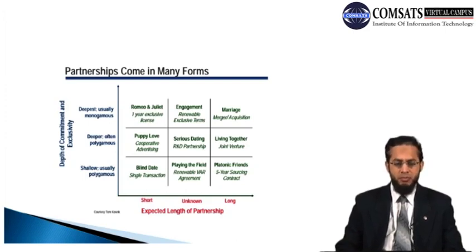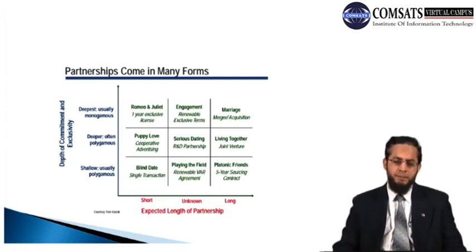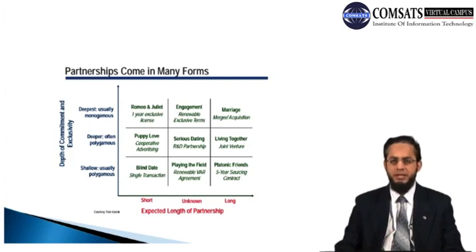It's courtesy of Tom Kosnick. He has created this quadrant where you can see on the x-axis the short-term unknown and the long-term partnerships that you can expect from your customer, whereas on the y-axis are the different types of commitment level that customers might have with the company for its products and services. And they are normally categorized into three categories.